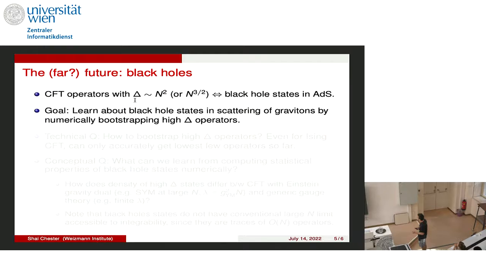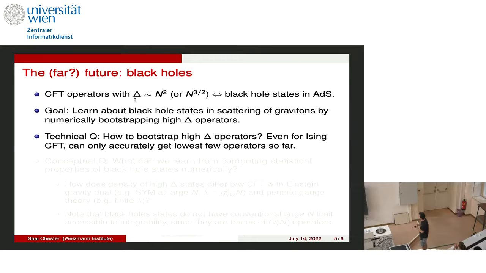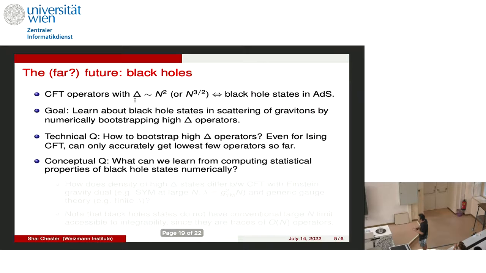high dimension operators. Now, a technical problem that has to be overcome is that it's difficult to compute high dimension operators. Even for the Ising CFT, we can so far only get the lowest few dimension operators. But I think this is something which can in principle be overcome. A conceptual question is, what can we learn from computing statistical properties of black hole states numerically? Because that's the information we'll actually be getting.